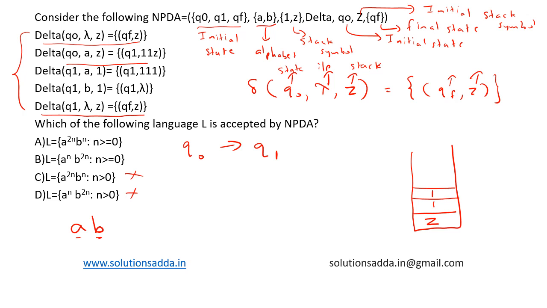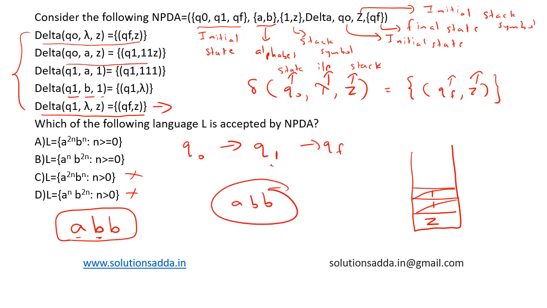In Q1 we see one more B. When we see B in state Q1 and the top of the stack is 1, we simply pop that symbol and remain in state Q1. Then we see one more B. Since we are in state Q1 itself, B is the input symbol and the top of the stack is again 1, we simply pop it. Assume this is the input string A, B, B. Now we are in state Q1, there is no more input, and the top of the stack is Z. It moves to QF, so it has reached the final state based on this transition. So the string A, B, B is accepted.